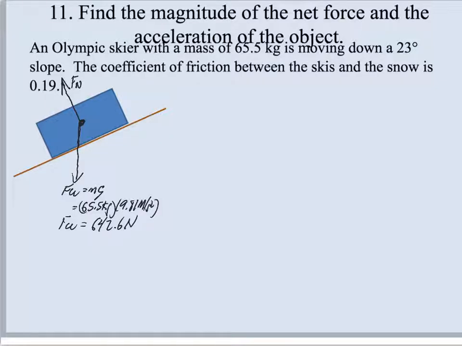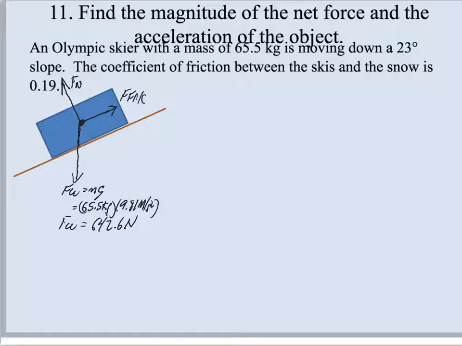Let's see, the skier is moving down the hill, so which way should friction point? Friction should point up the hill. And it's kinetic friction. And now I'm going to make my components.